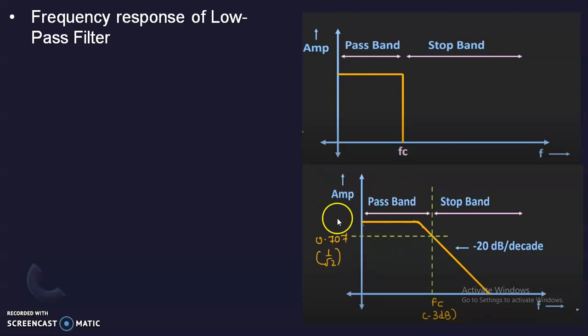Now, when the transfer function gives a value of 1 by root 2, then at that specific value, the frequency is actually FC, which is also called the minus 3 decibel frequency.